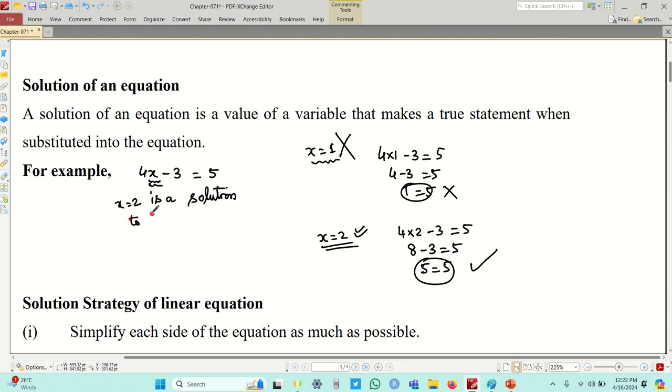Solution to the linear equation. So what do we need to do? We need to put in values and check. If it is different, it is not a solution. If it is the same, it is a solution. This thing you need to remember. This is called the solution. Clear? But how to calculate this solution?